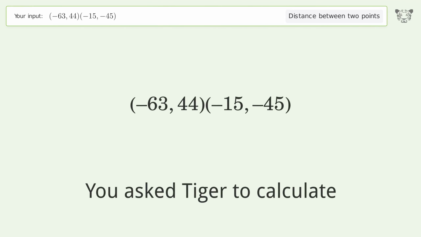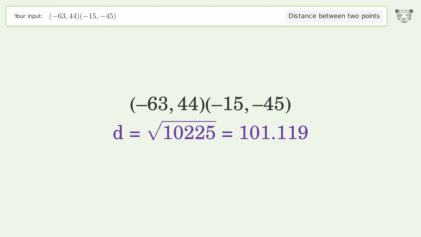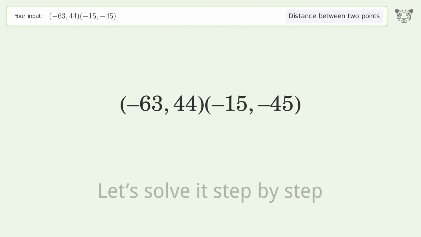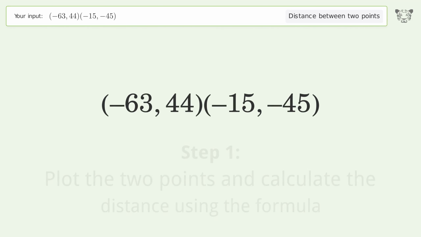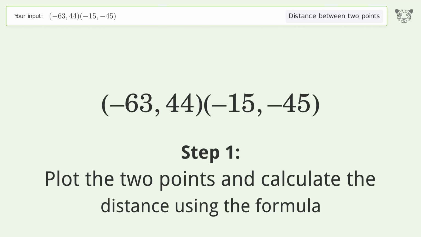You ask Tiger to calculate. This deals with the distance between 2 points. The distance between the 2 points is the square root of 10,225 or 101.119. Let's solve it step by step. Plot the 2 points and calculate the distance using the formula.